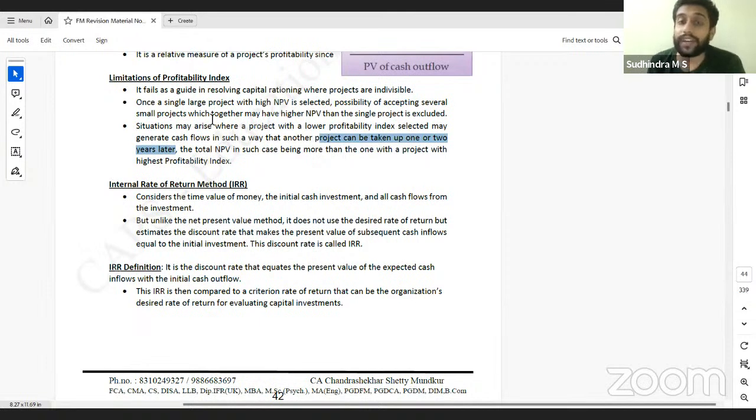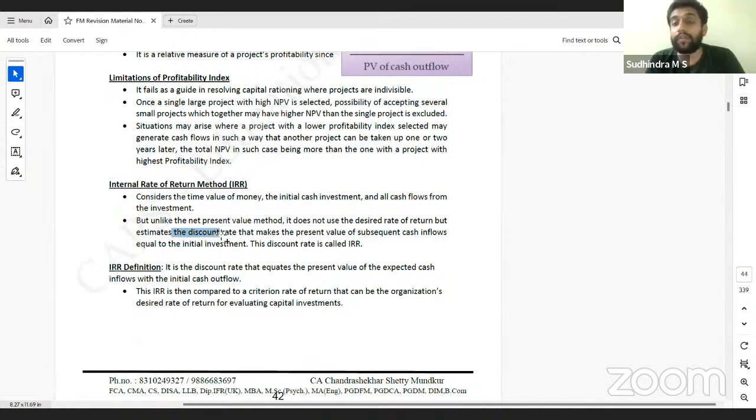In case of internal rate of return, what is internal rate of return? That is the rate of return at which NPV is nil. IRR is the rate at which NPV becomes 0. So it considers the time value of money, obviously. But unlike NPV, it does not use a desired rate of return, but we ourselves calculate the discount rate.